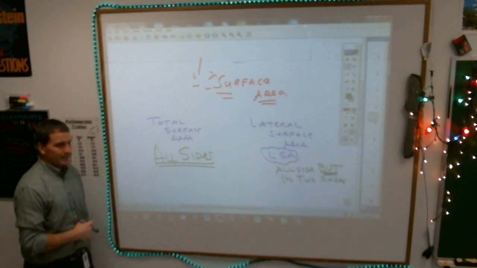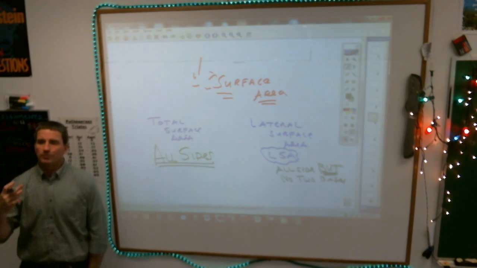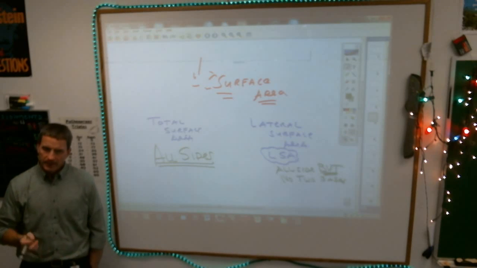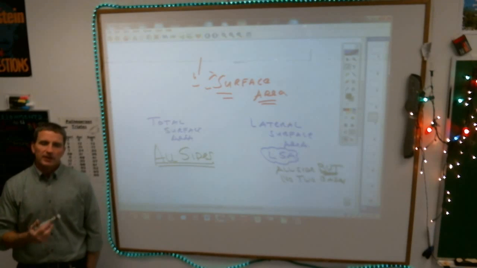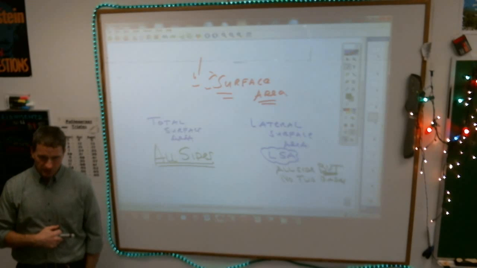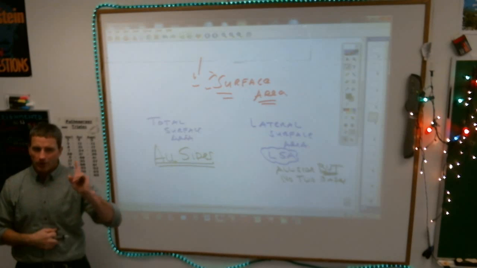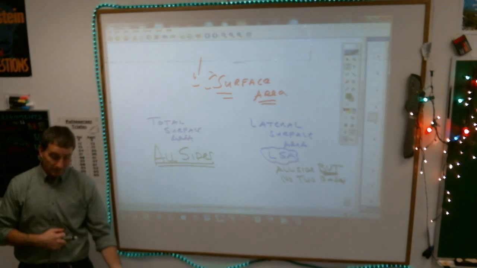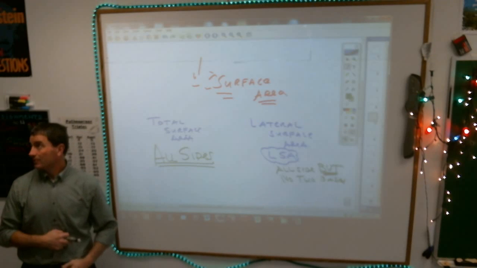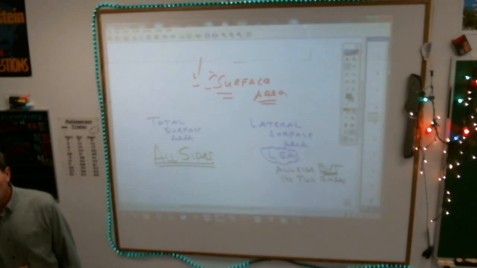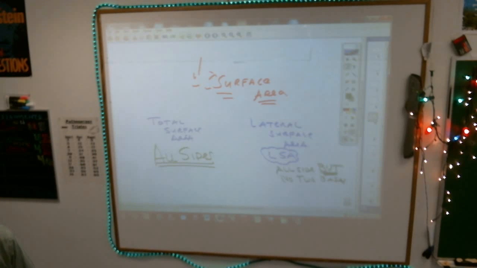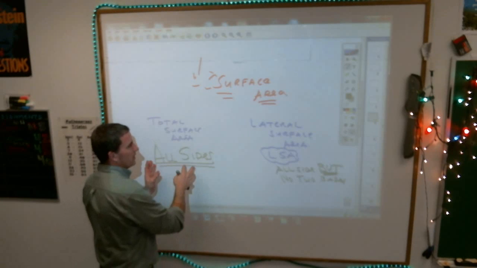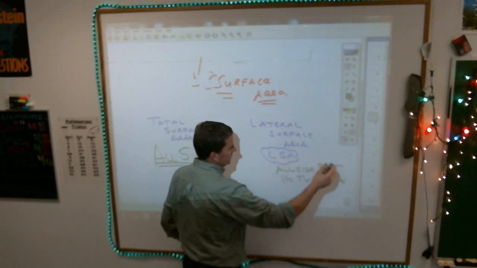And a good way to think about that: if you were painting this room, if you were painting my classroom, you would only paint the lateral surface area, which is just the sides, the walls. You don't paint the top, you don't paint the bottom, because that's tile, ceiling tile. The walls, technically, would be the lateral surface area, even though this is a rectangular prism. So you have to watch and see what they give you.